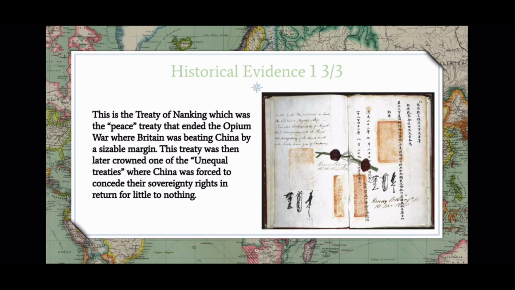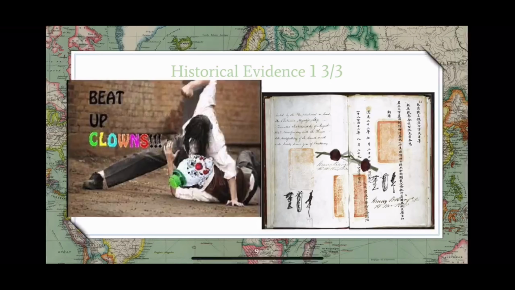This is the Treaty of Nanking, which was the quote-unquote peace treaty that ended the Opium War, where Britain was beating China by a sizable margin. This treaty was later crowned one of the unequal treaties, where China was forced to concede their sovereignty rights in return for little to nothing. Now to the reasoning and analysis behind this.